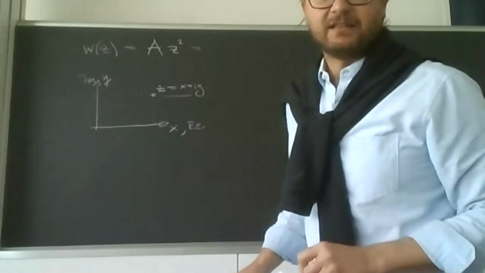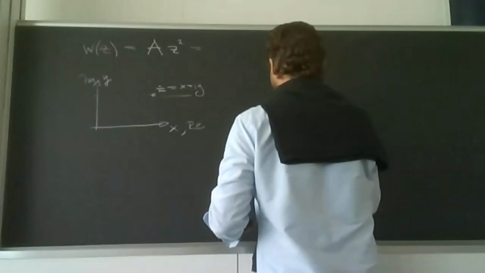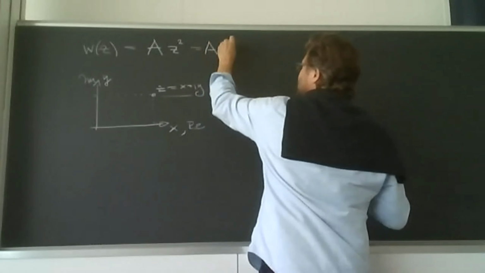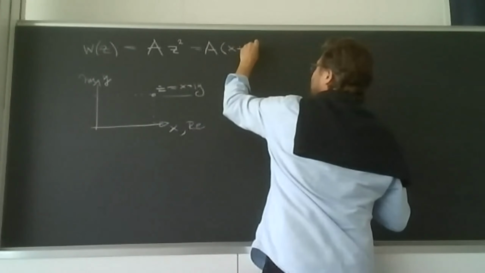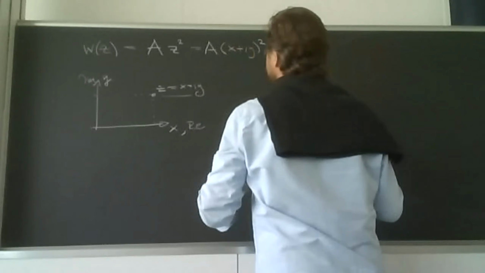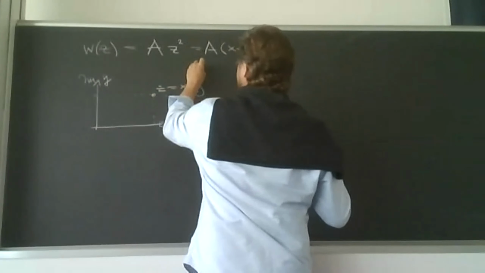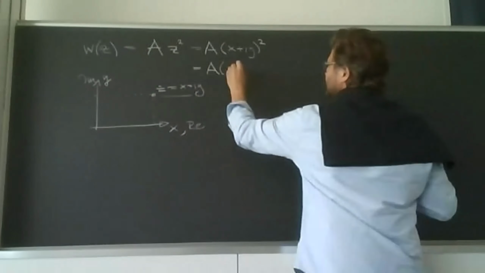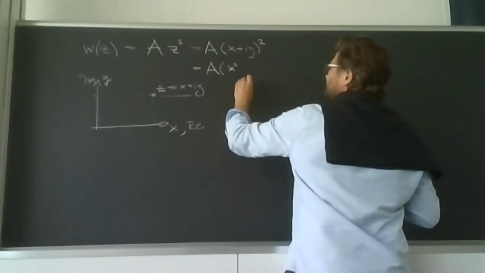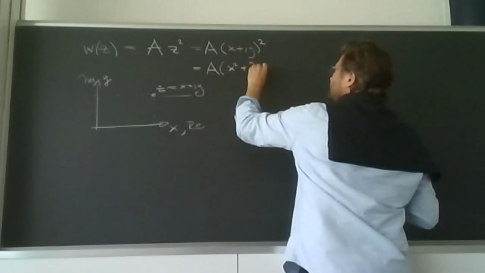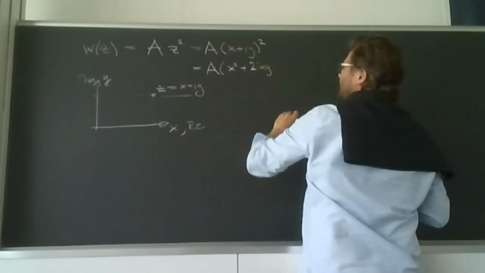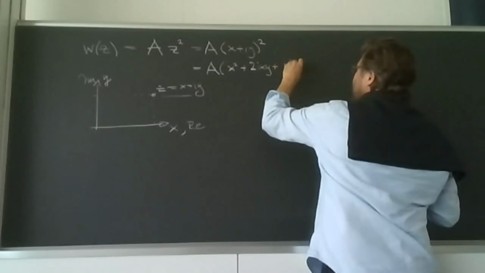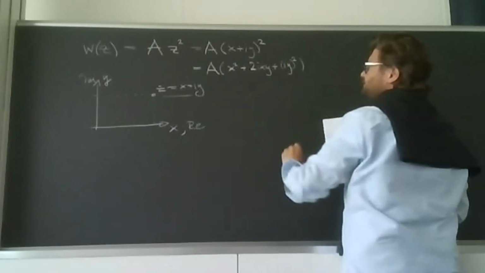So what does this mean for this potential I just wrote down? So it's A, and Z is actually X plus iY, squared. And this is X squared plus 2iXY plus iY squared. Right?